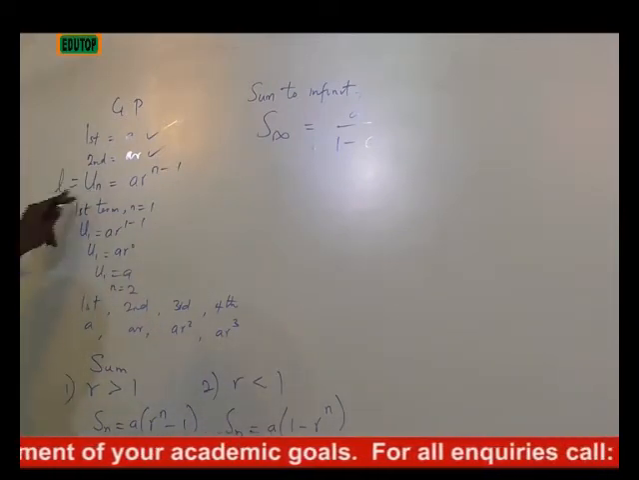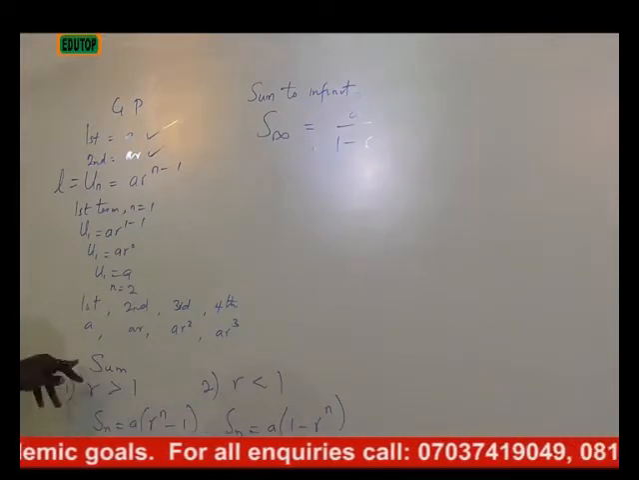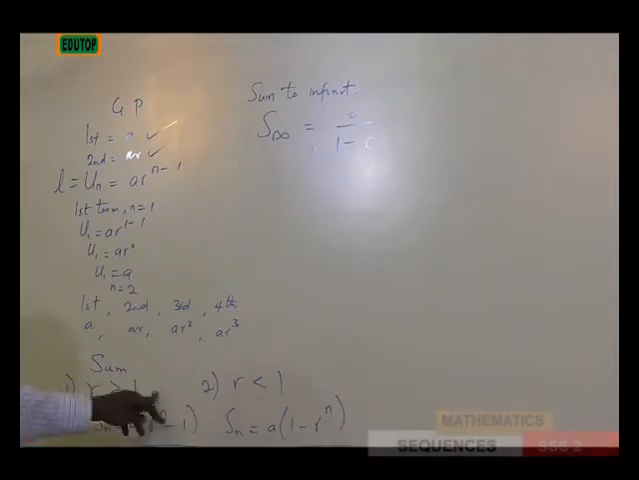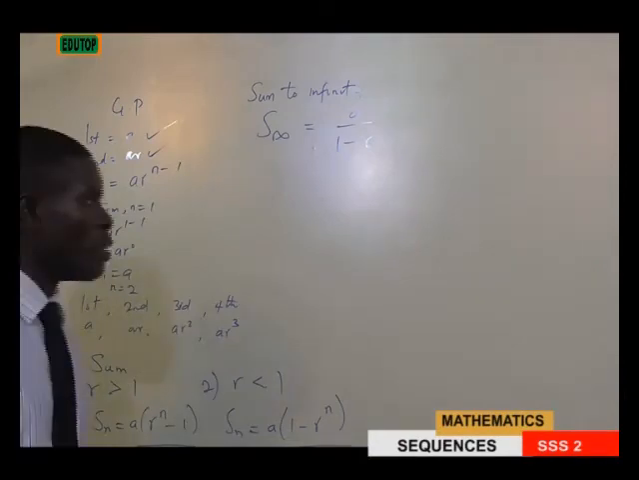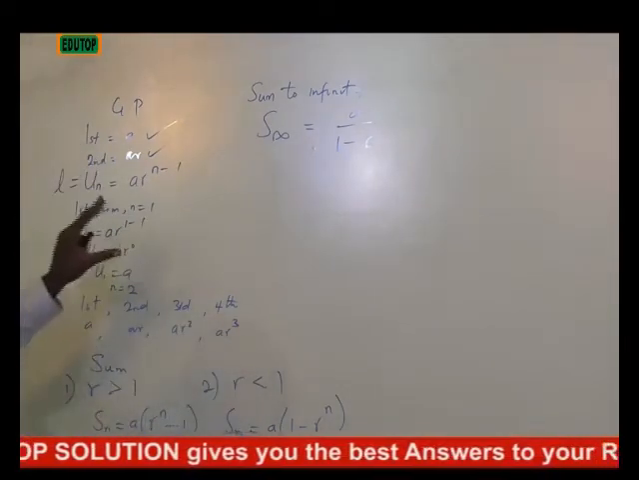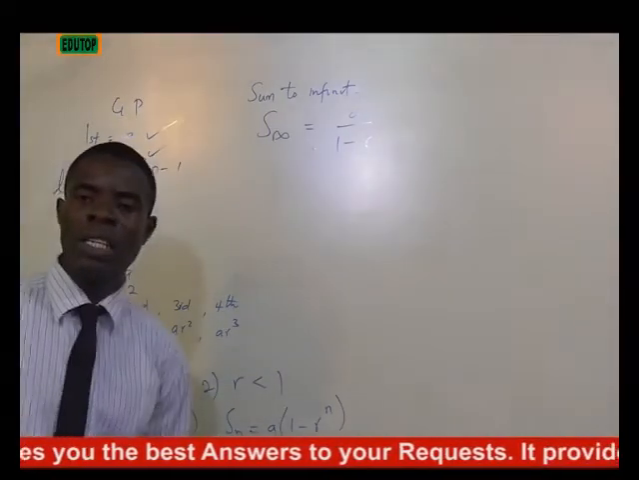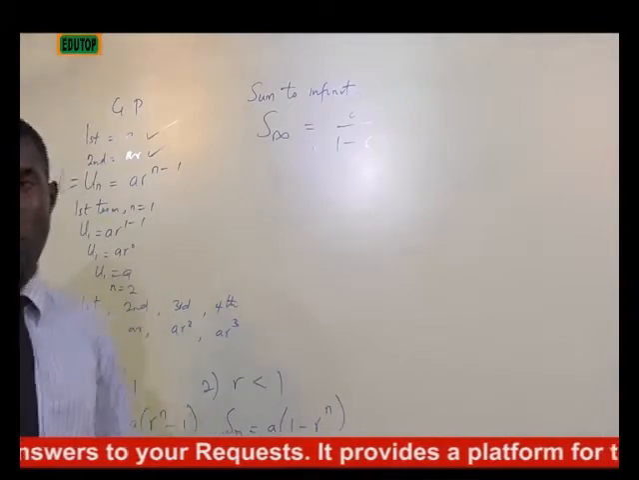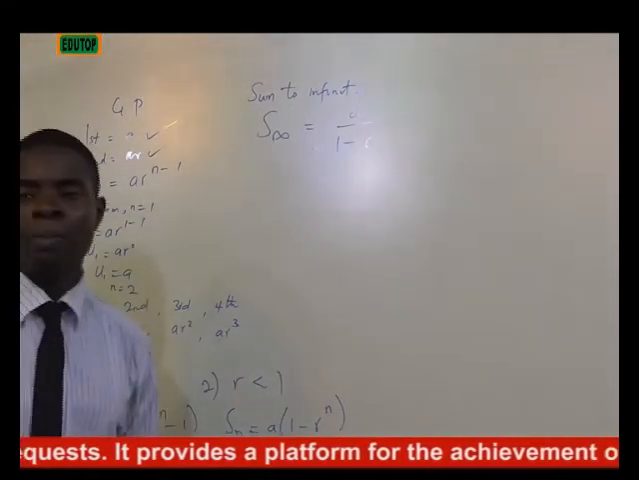Whether you are looking for the last term, or the number of terms, or the sum of terms, you have two sums of terms, when R is greater than 1 and when R is less than 1, and you also have sum to infinity. So these are the information that you need to survive as far as GP is concerned. Let's see some examples to appreciate all the formulae that we have on the board.